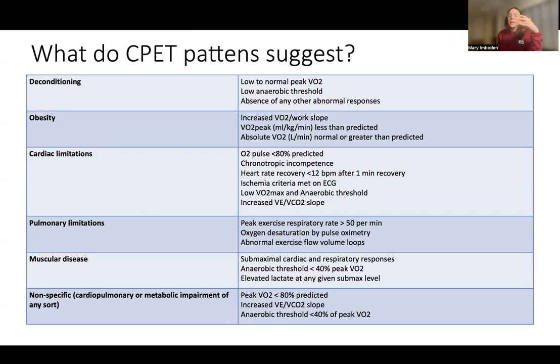So deconditioning, we have low to normal peak VO2, low anaerobic threshold, but there's absence of any other abnormal responses. So they're not necessarily having chest pain. They're not having dizziness, right? With obesity, we see increased VO2 to workload slope. We see that VO2 peak is usually less than predicted, and absolute VO2 is normal or actually greater than predicted.